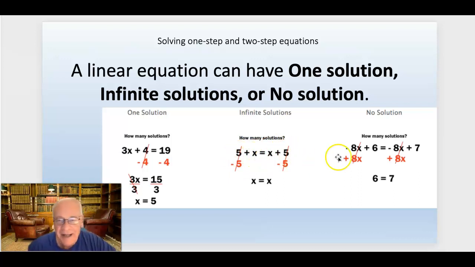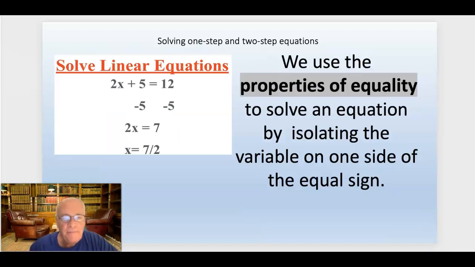All right. However, this last one has no solution. When you subtract 8x from each side, it just disappears. You end up with 6 equals 7. That's not true, obviously. There is no value of x which makes this equation true. It has no solution. Okay? We'll look more at that.